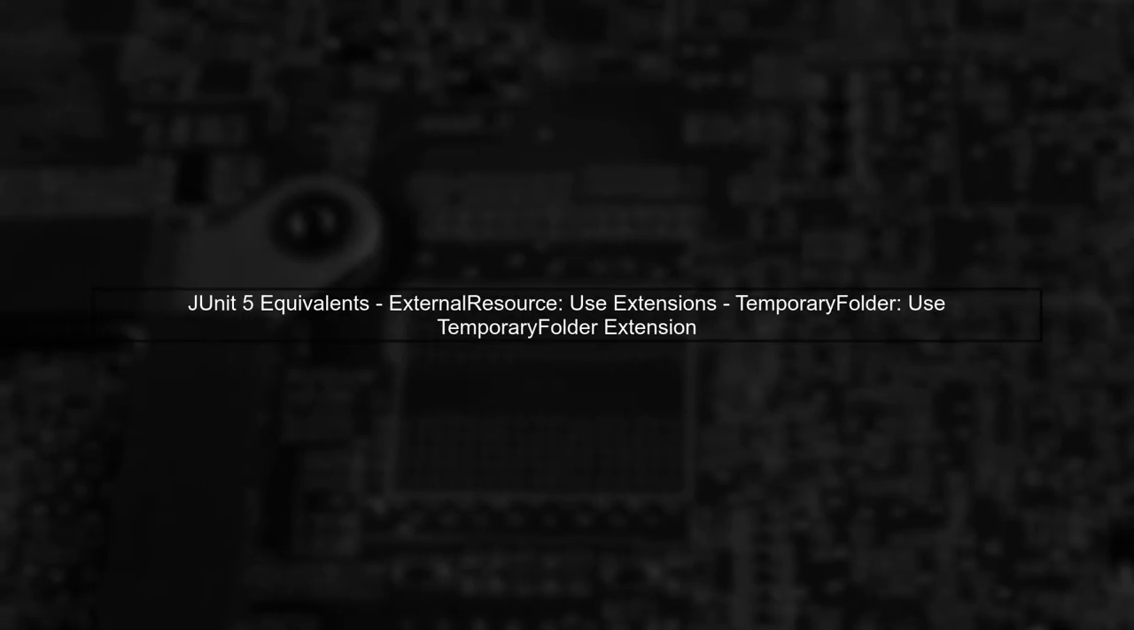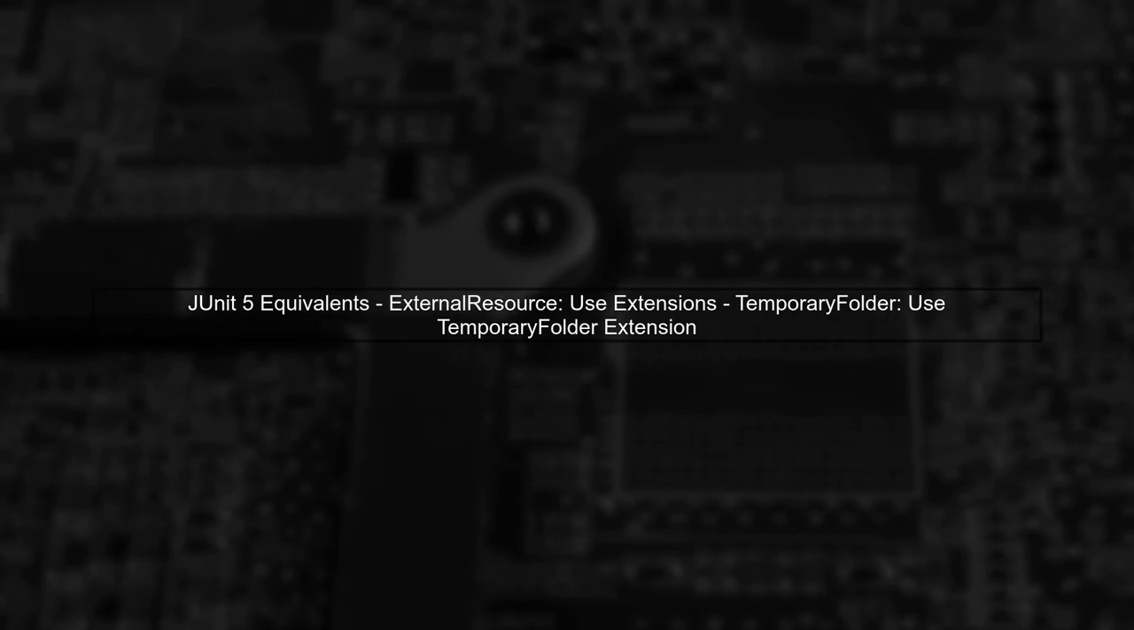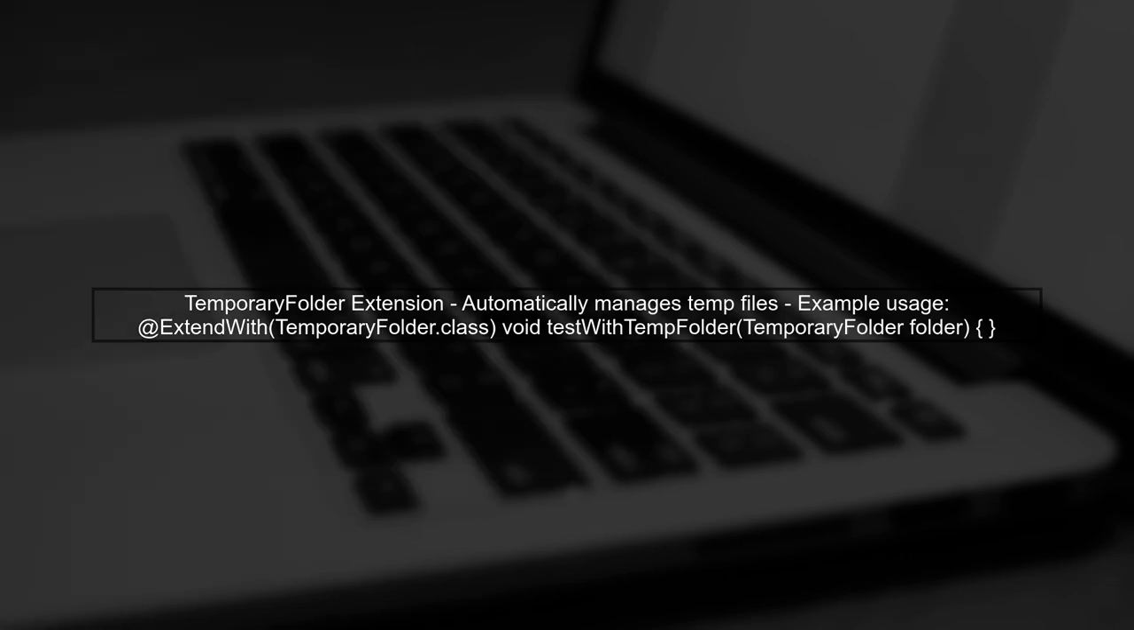Now let's continue on. In JUnit 5, the equivalents of ExternalResource and TemporaryFolder from JUnit 4 are provided through the use of extensions. For managing temporary files and directories, JUnit 5 offers the temporary folder extension. This allows you to create temporary files and directories that are automatically deleted after the test.